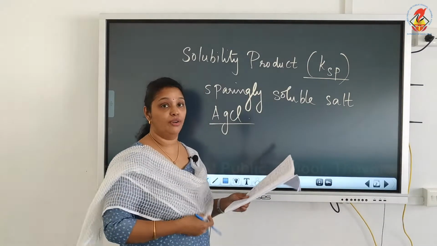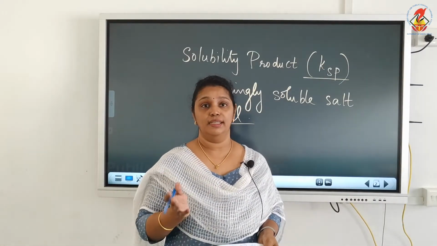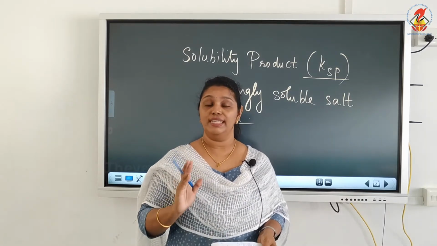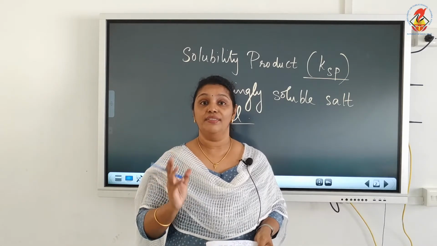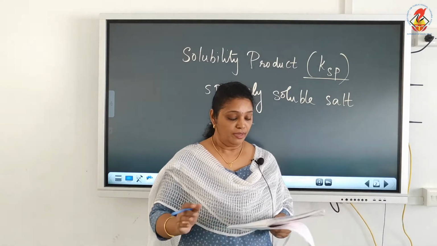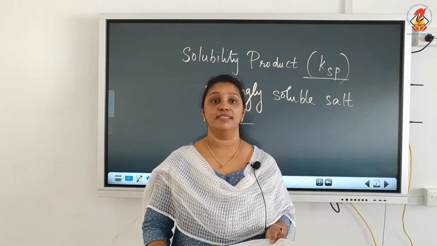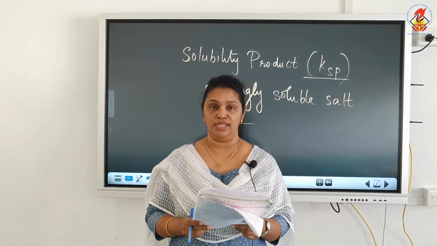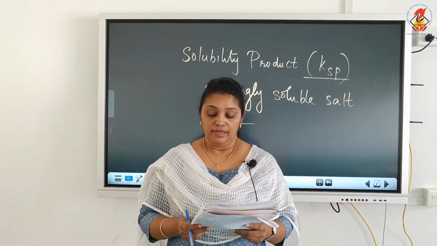When you add silver chloride to water, silver chloride will not completely dissociate into Ag plus and Cl minus, but dissociation is taking place. We can see AgCl dissociating as Ag plus and Cl minus, but there will be some undissociated silver chloride also. So, if a sparingly soluble salt like silver chloride is stirred with water, only a small amount of it goes into the solution, while most of the salt remains undissolved.